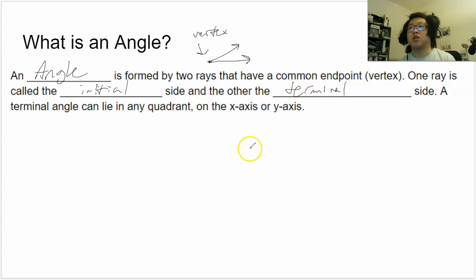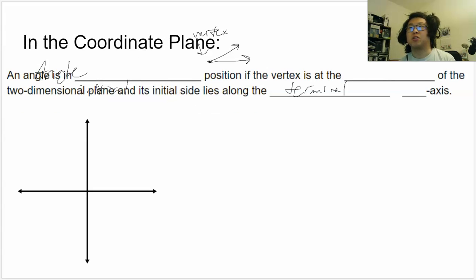So a terminal angle can lie in any quadrant on the x-axis or y-axis, which I'm going to show you in the next slide. But this is like the terminology. These are not so important to know. It's just nice to have this formally put, since we do want to try to be rigorous in our work here. So let's go ahead and move to the next slide here. Let me erase my stuff here as well.